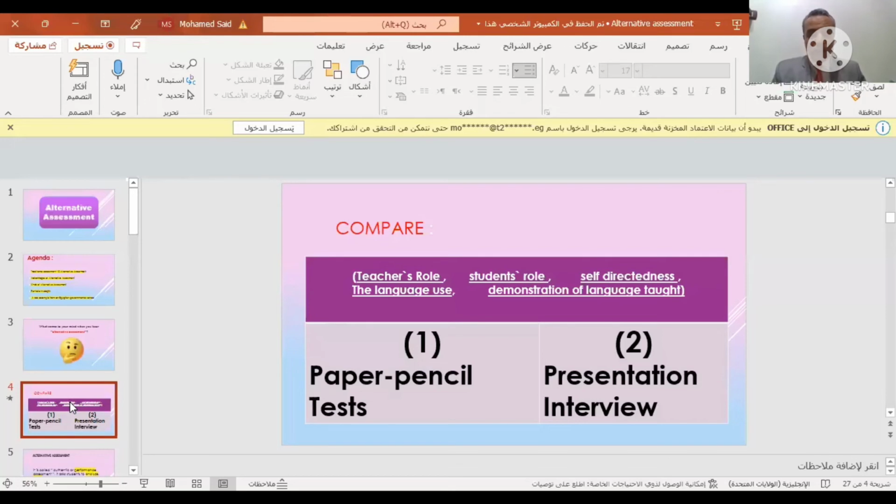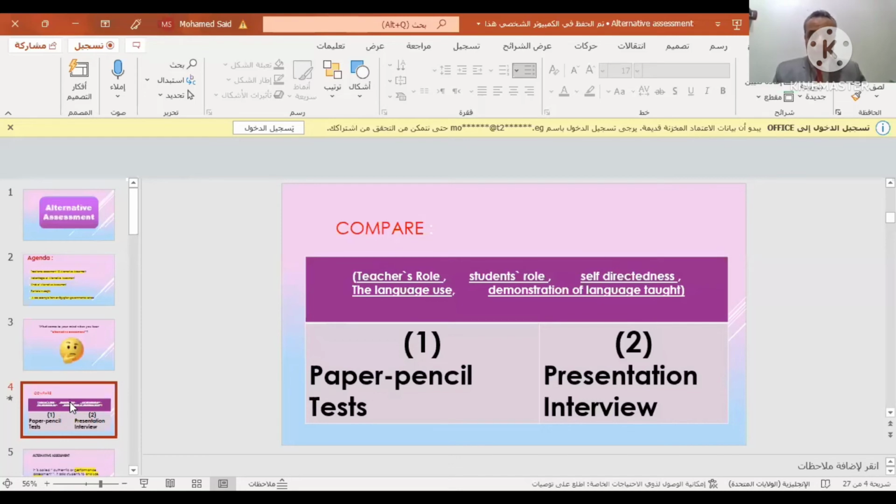Which one depends on the language use more than the language itself? Which one from these two kinds of assessment speaks about the demonstration of language taught? And which one allows a variety of using and presenting and demonstrating the target language? So these are the items that we are going to use in our comparison.